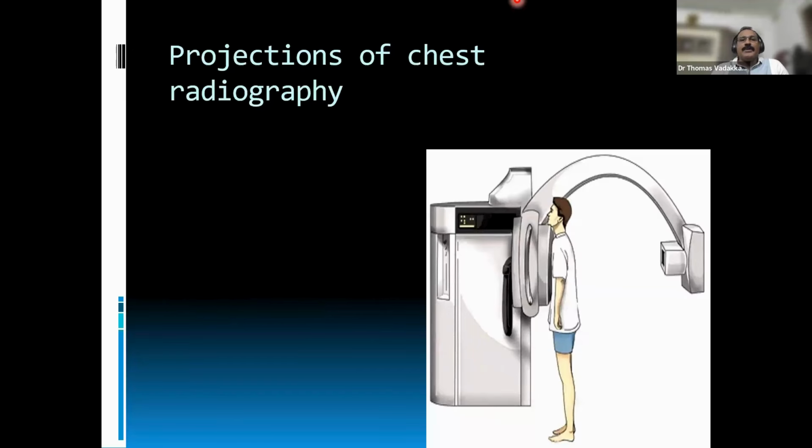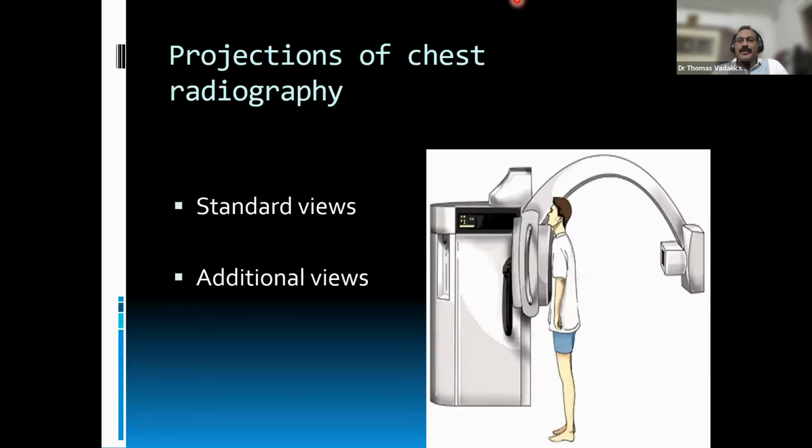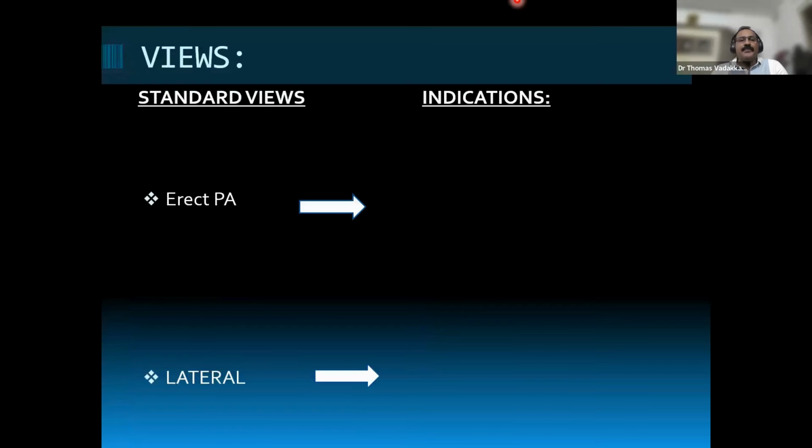Now, what are the projections while doing X-ray radiography? Standard views are there and additional views are there. This is a standard view which I have shown in the picture, where the patient's chest will be close to the film and the source will be at the back. So the direction of X-ray will be from the posterior to the anterior part of the patient.